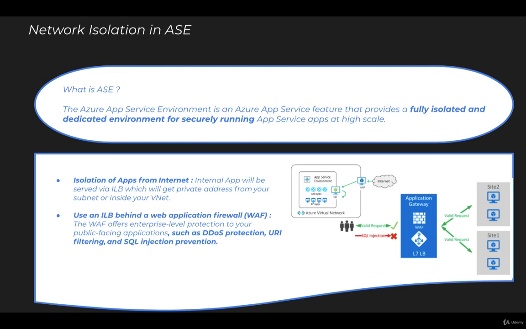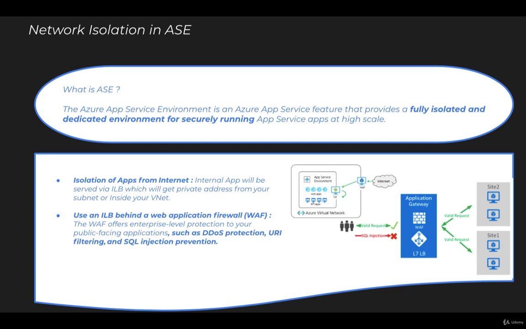So we get a shared environment in that case. But there are some workloads or applications that process highly sensitive data, or workloads that you don't want exposed to the internet. You can host such workloads by hosting your web apps within the ASE. In that way, we get network isolation in the ASE. We'll see how customers can get isolation by deploying it in a virtual network.